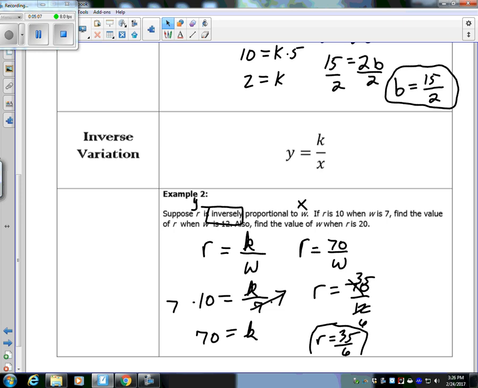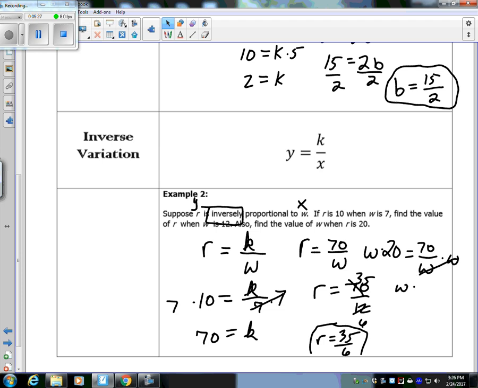And then there's a second part of this problem. Find the value of w when r is 20. So when r is 20, put in 20 for r, solve for w. Well, you can't get w by itself when it's in the denominator, so you gotta get it out of the denominator first.